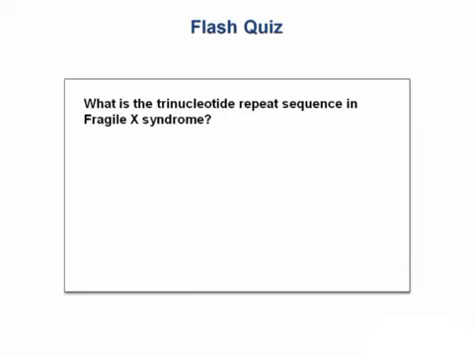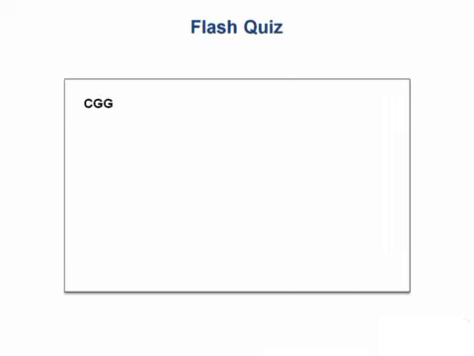Alright, this will be the last flash quiz for this section. So what is the trinucleotide repeat sequence in Fragile X syndrome? This is CGG, and I know it may seem like an obscure fact to memorize, but this is one of those things that if you take a few minutes to drill it into your brain, it can really help you get some points on test day.